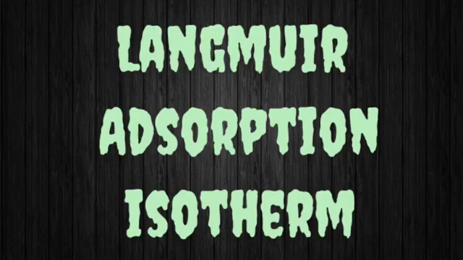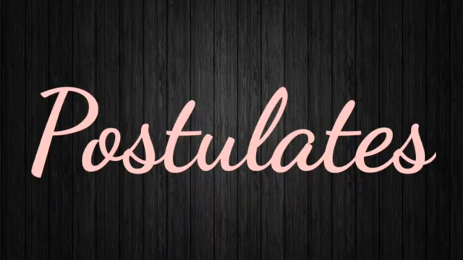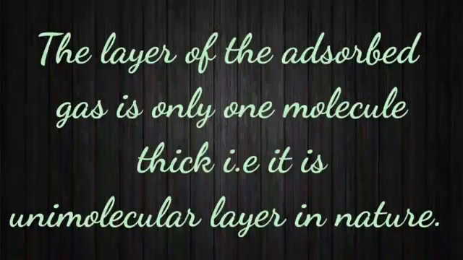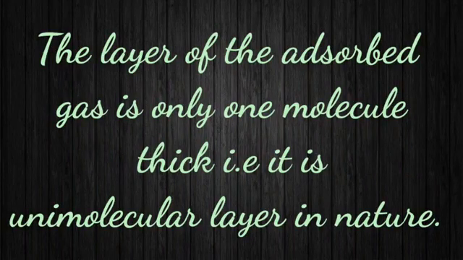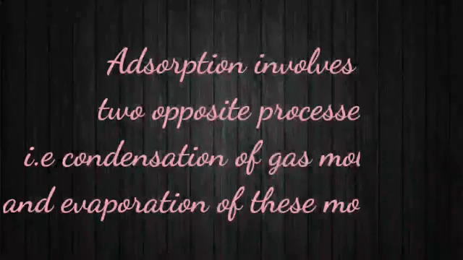Now we will talk about Langmuir adsorption isotherm. It explains mainly chemisorption, whereas Freundlich isotherm mainly explains physisorption. Let's study the postulates of Langmuir adsorption isotherm on which it is based. First is, the layer of the adsorbed gases is only one molecule thick, that is, it is unimolecular layer in nature. Adsorption involves two opposite processes, that is, condensation of gas molecules and evaporation of these molecules.